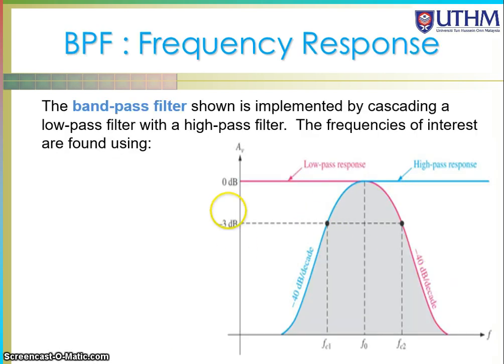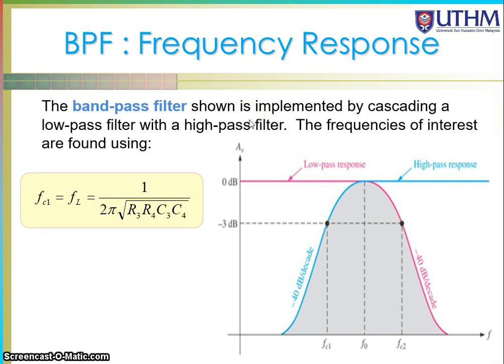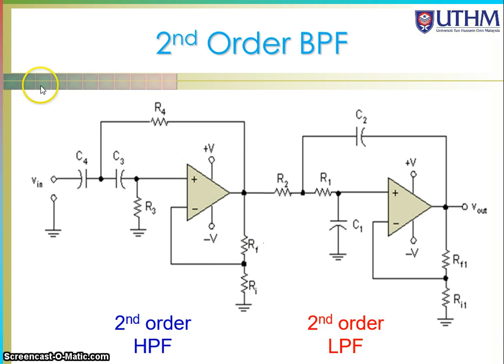So this is the frequency response. If you look here, this is for the low pass and this is for the high pass response. The slope is minus 40 dB per decade because this is second order, and this one should be plus 40 dB per decade, which is for the high pass response. If you want to find the cutoff frequency for the low cutoff, the high pass filter will give a low cutoff. We use resistors R4, R3, C3, C4 for the high pass, which will give the low cutoff FL, and the low pass will give you the high cutoff, which is R2, R1, C1, C2.